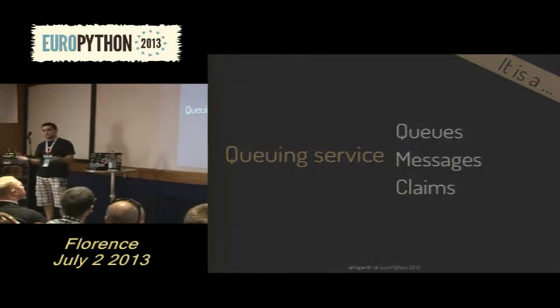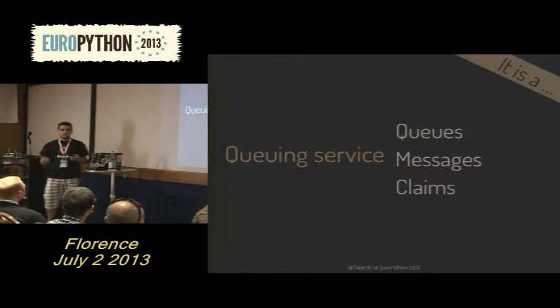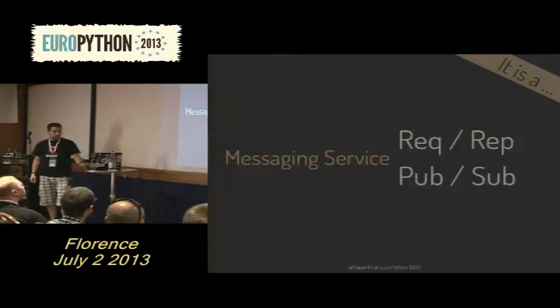We also have claims, which is a way to claim some messages and be able to do some work on those messages. And every single one of these items we support in Marconi right now has specific properties that you can apply, like TTLs, like bulk inserts, and timeouts and batch size and all that kind of stuff.